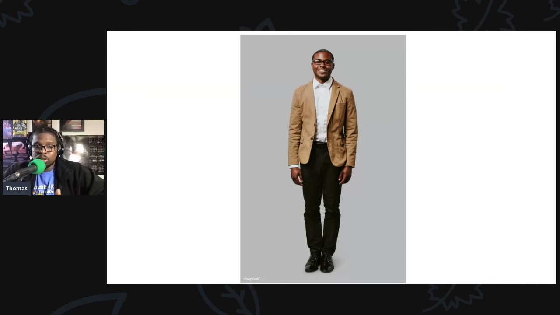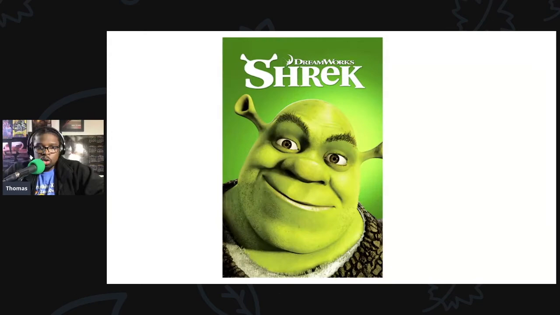So that is what we're going to talk about today. We're going to go deeper into plot and figure out how we can create a plot for the stories that we have going right now. So for today's example, we're going to look at the movie Shrek, because it's a very good example of plot. It's very clear in this movie.